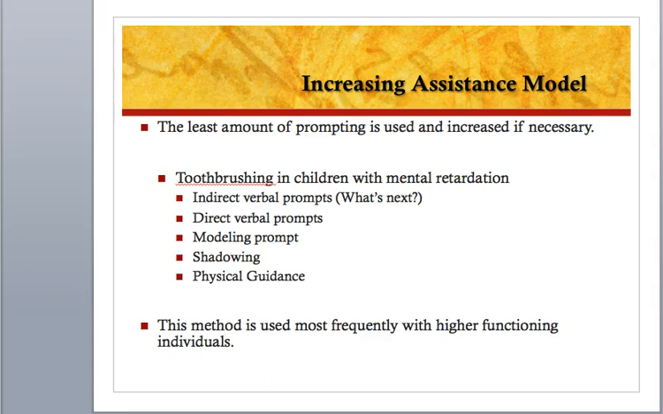If indirect prompting and verbal prompting don't seem to be working, then I can move up to more intrusive prompting like modeling, where I would have my own toothbrush and my own toothpaste, and I would engage in the behavior myself and then say, "You do it," and see if they're able to use imitation. If that doesn't work, then shadowing or more physical guidance might be necessary. We typically use this method most frequently with higher functioning individuals, people who are more likely to engage in behaviors with those lower levels of prompts.